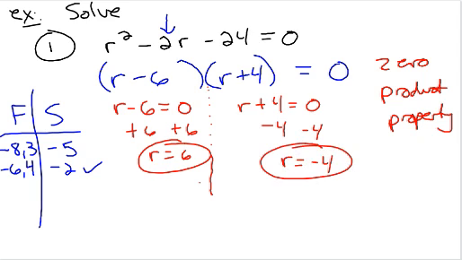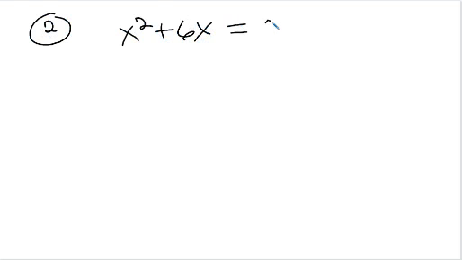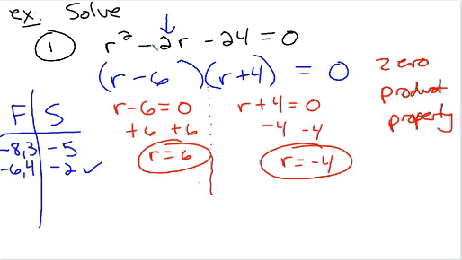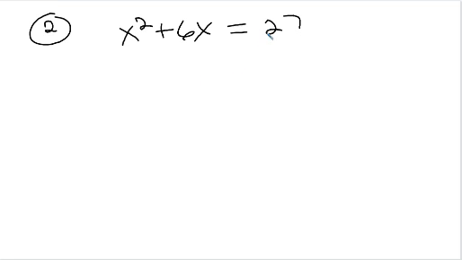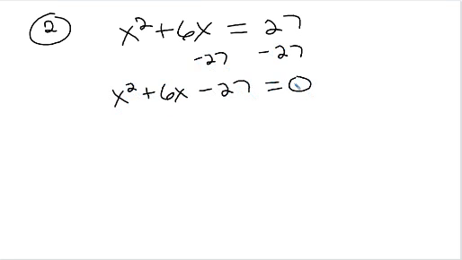Alright? And the only other thing that I want to mention to you on these solving problems is that they may write them a little bit differently. Like on this second one, x squared plus 6x equals 27. Well, if you notice, this is written differently than the first problem. The first problem was written equal to 0. Well, I can do a simple algebra step to fix this. I can subtract 27 from both sides so that I have x squared plus 6x minus 27 equals 0.